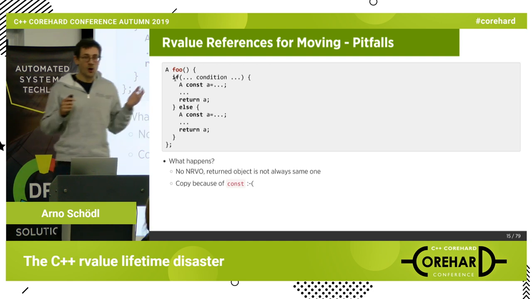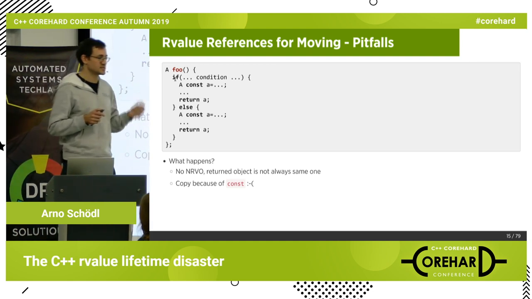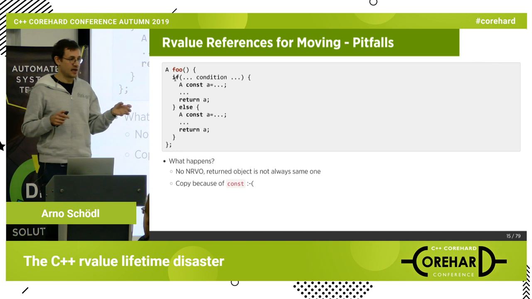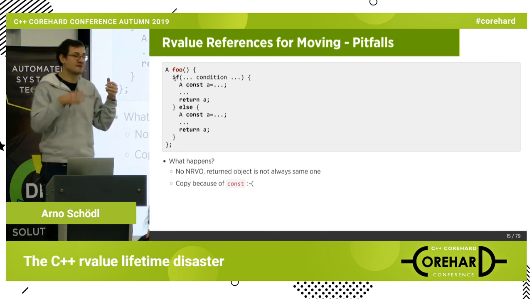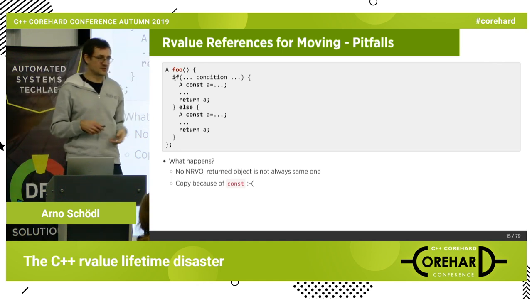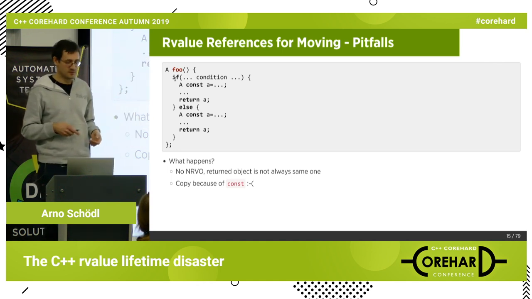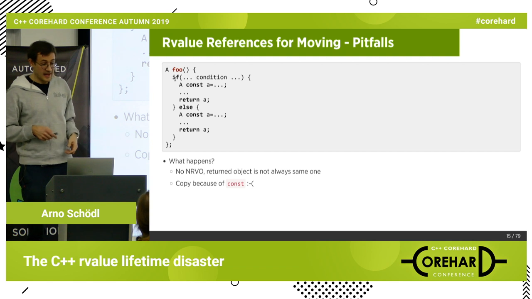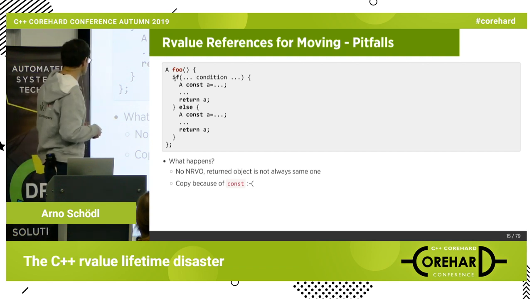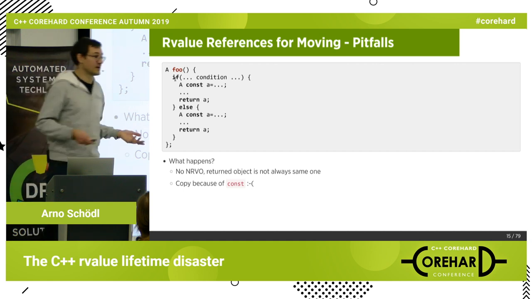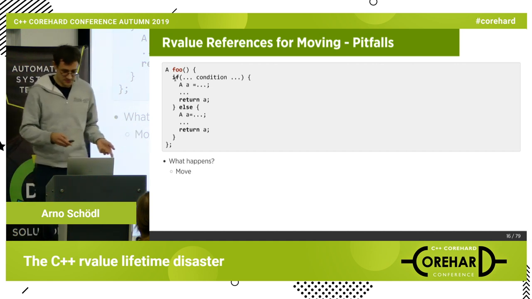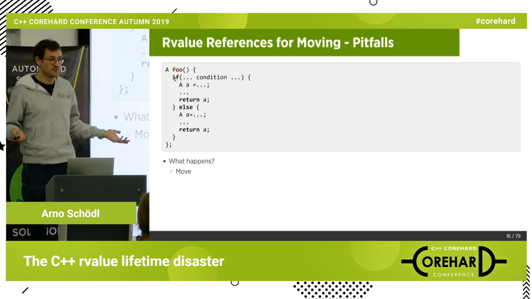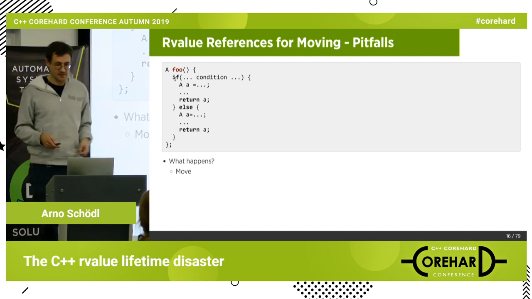Named return value optimization will only kick in if you're returning a single object. You are declaring a single object, the one object, and you are always returning it. And you may have some code in between, that's OK, but you only have a single return statement and you have a single declaration of what you're actually going to return in that return statement. So there's a single A, single return. And then since we don't have named return value optimization, we are back to moving, and we cannot really move because we have const. So this is bad. Now, if we remove the const, then we get the move again, which is good, or as good as it can be in this particular case.